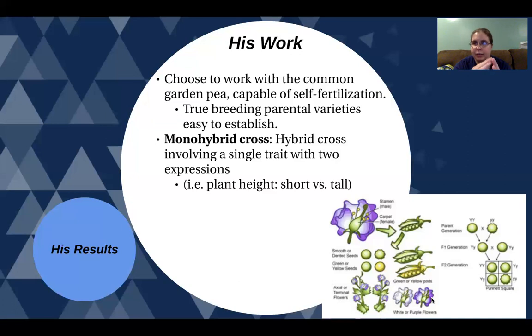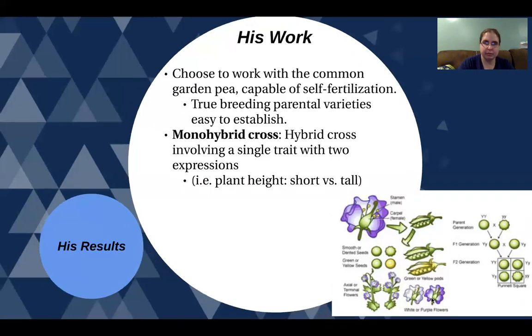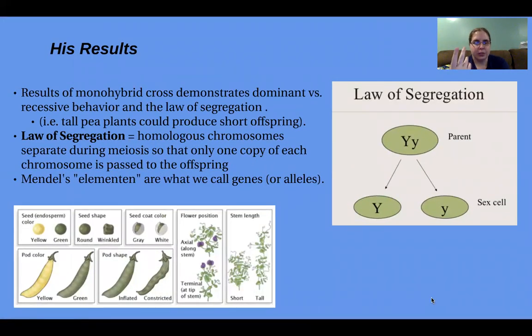We're looking at one trait, and he only tracked one trait at a time, but he looked at how the ratios of the traits were seen in future generations. All right, so his results. What he noticed is that it demonstrated what's called dominant and recessive behavior. What that means is that one of the variations is stronger and more likely to be seen than the other. So for instance, purple flowers were more likely to be seen than white flowers. Tall plants were more likely to be seen than short plants, and so on and so on. So that's what we're talking about with this, how one is more likely to be seen than the other.